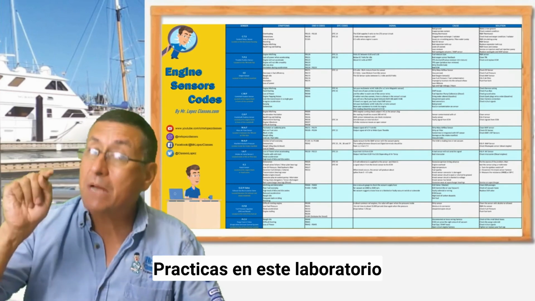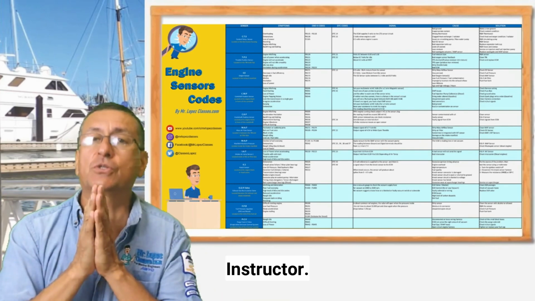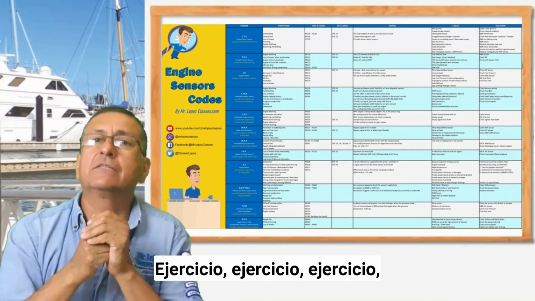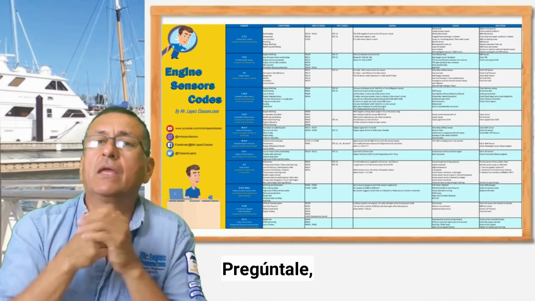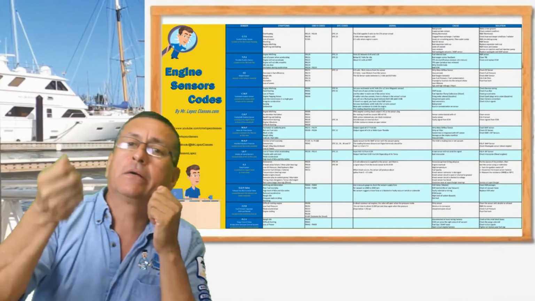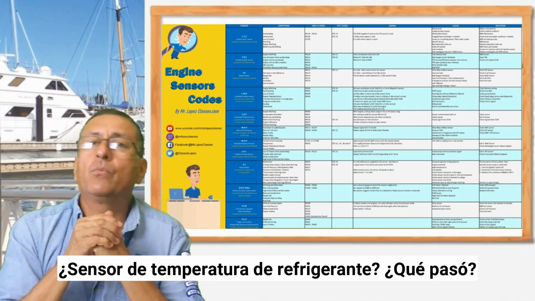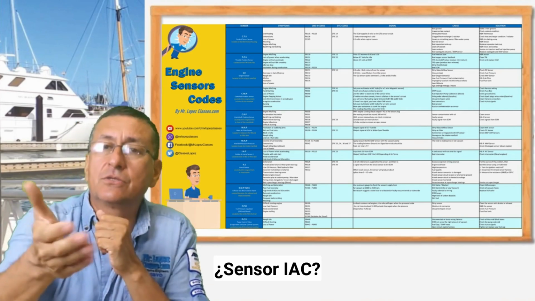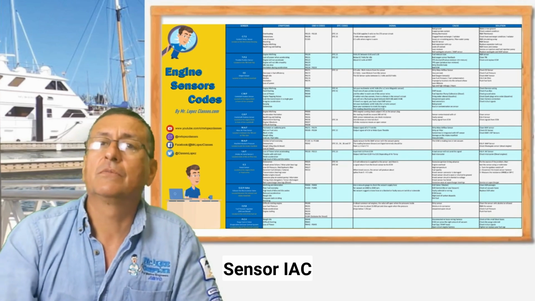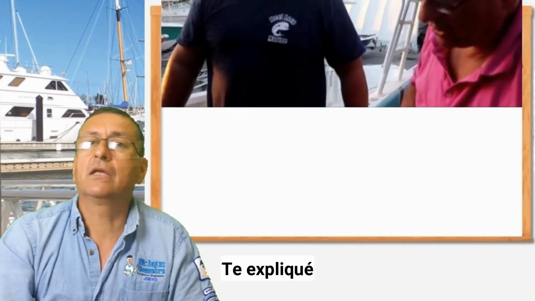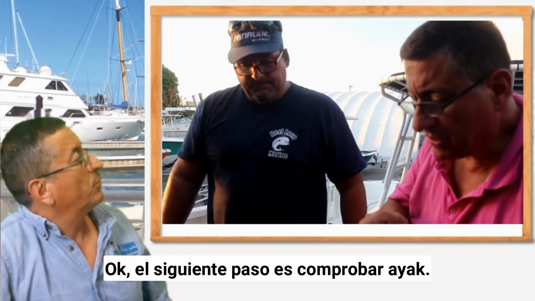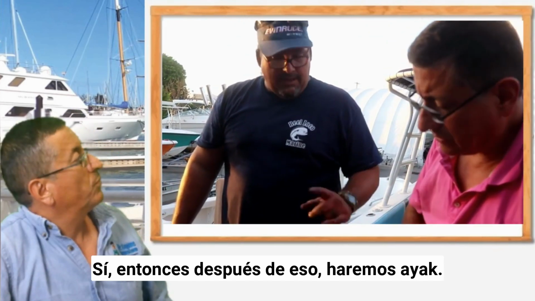I hope that you practice in this lab with your instructor. Practice disconnecting. Ask him, hey, what happened with the coolant temperature sensor? What happened with the IAC sensor? The IAC sensor that I explained in a wonderful video. You remember that video? Okay, the next step is to check the IAC. And then after that we'll do the IAC.